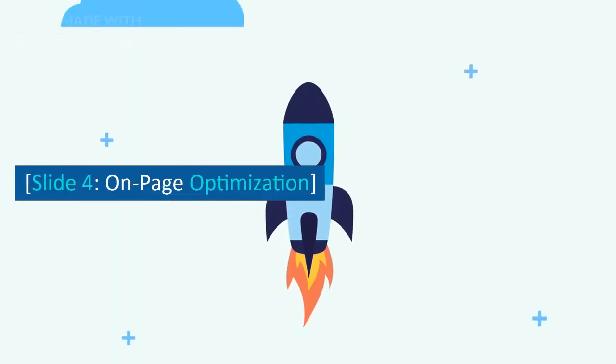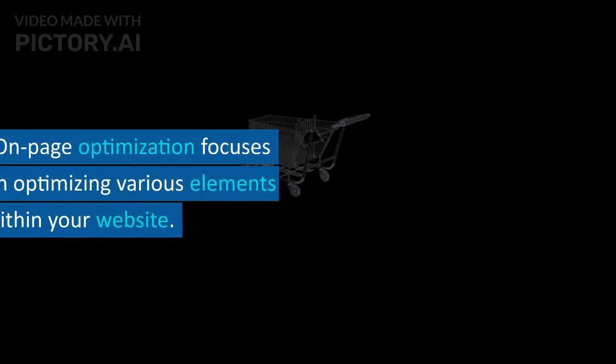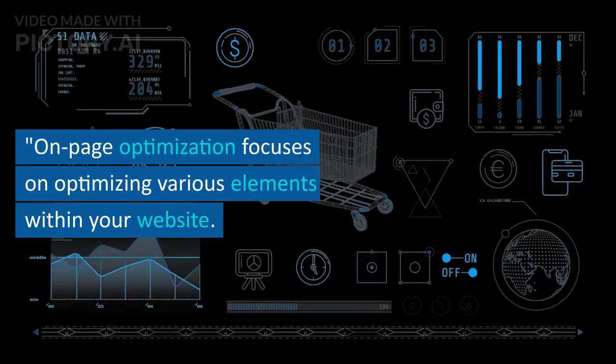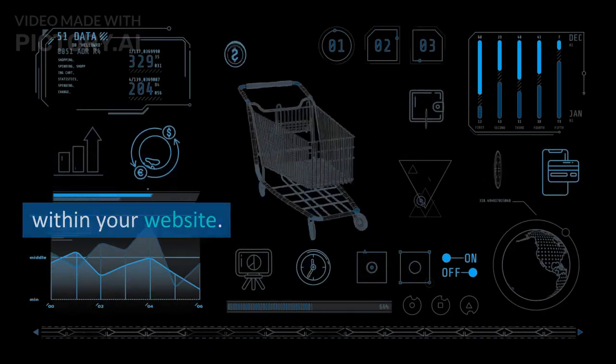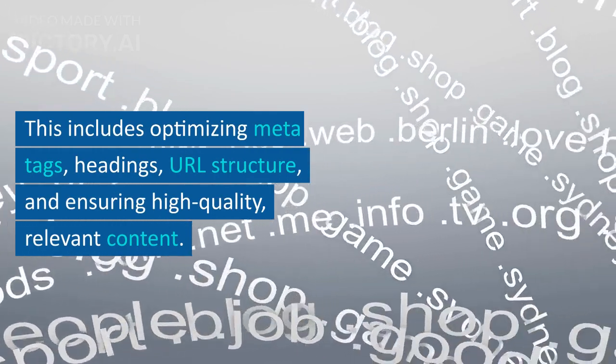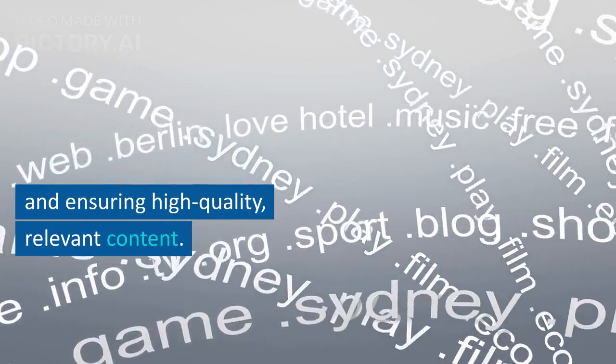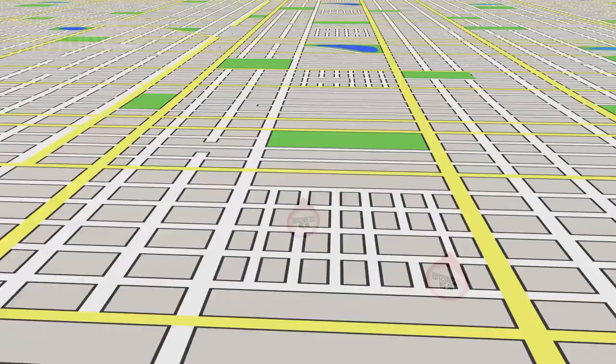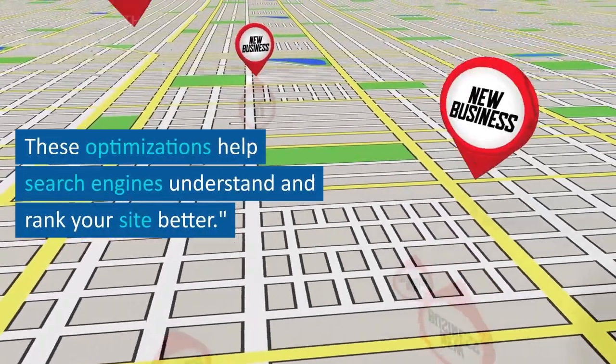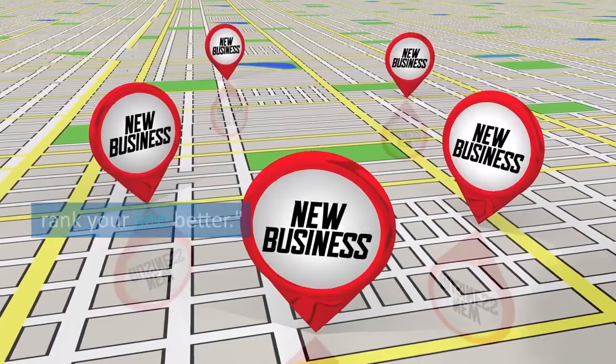Slide 4. On-page optimization. On-page optimization focuses on optimizing various elements within your website. This includes optimizing meta tags, headings, URL structure, and ensuring high-quality, relevant content. These optimizations help search engines understand and rank your site better.